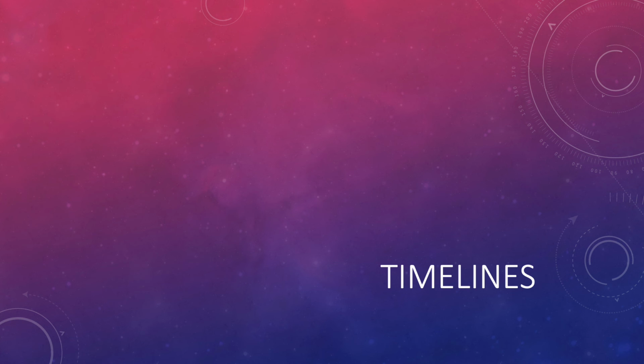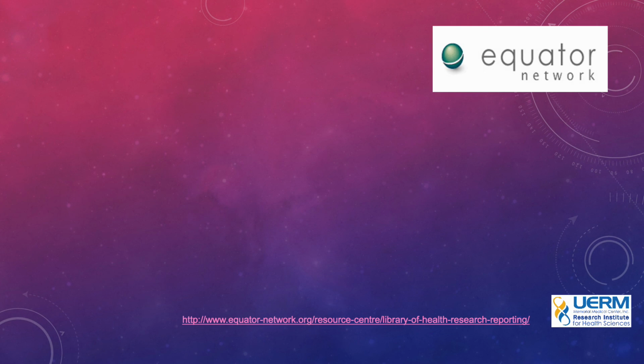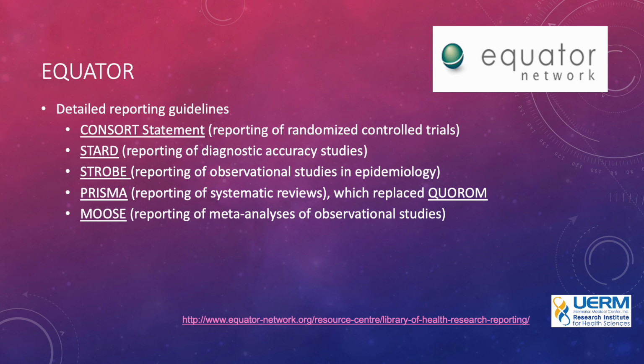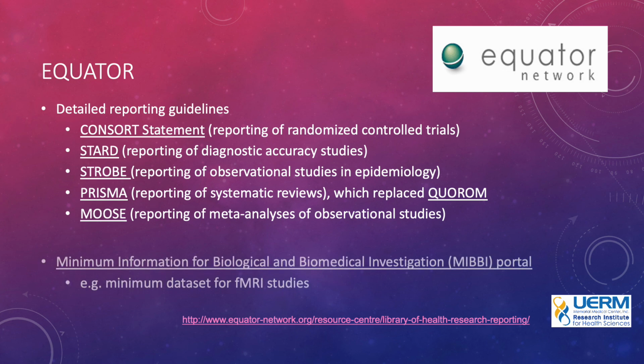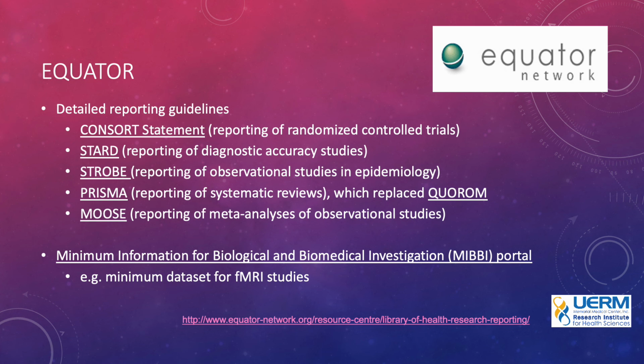We have already discussed the different checklists. So all of these checklists will be found in the EQUATOR Network. The EQUATOR Network is a web-based one-stop shop for writing and publishing high-impact health research. It's like a library for health research reporting.